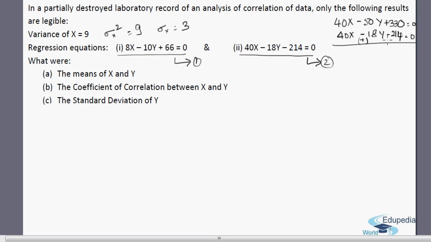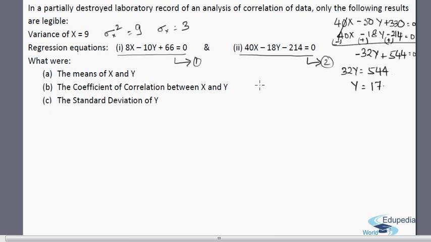Okay, so cancelling out the values of x here, we will have 50 minus 18 is minus 32y. So we'll have 32y equals 544, and the value of y will be equal to 17. Okay, just substituting that in any one of these values.